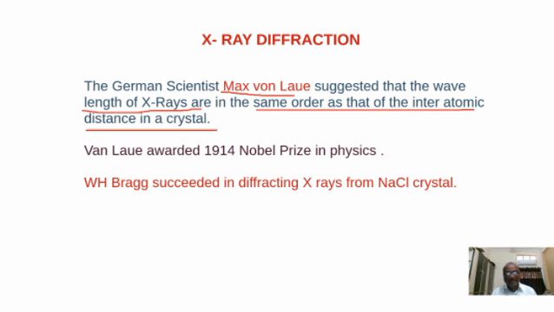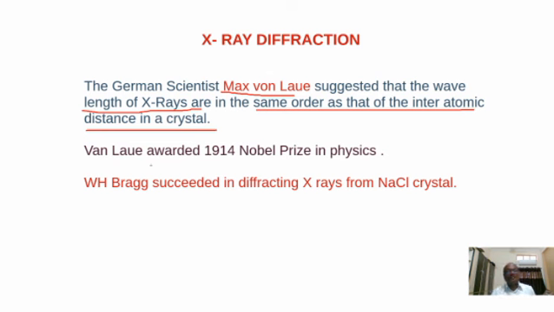Meaning the interplanar distance, we say like this, the interplanar distance in the crystalline solid is matching with what? The wavelength of X-rays. The wavelength of X-rays and interplanar distance in the crystalline solids, both of these are matching, meaning both are approximately in the same order. That's why X-rays provide the X-ray diffraction bands from the crystalline solids.